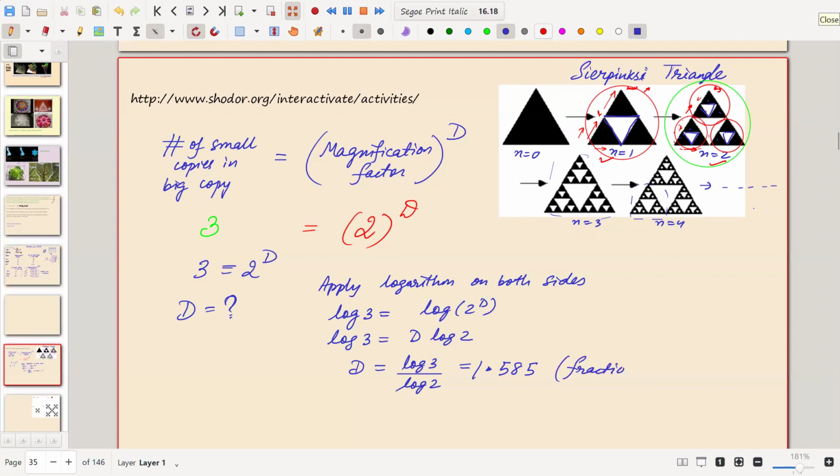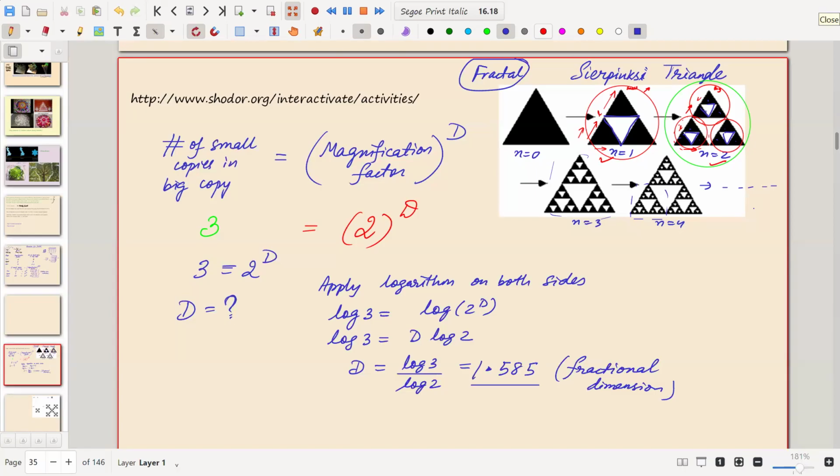Fractional dimension. So you can see that for this Sierpinski triangle, the dimension is a fraction and therefore it is a fractal. So therefore this is a fractal. Sierpinski triangle is a fractal with dimension 1.585.